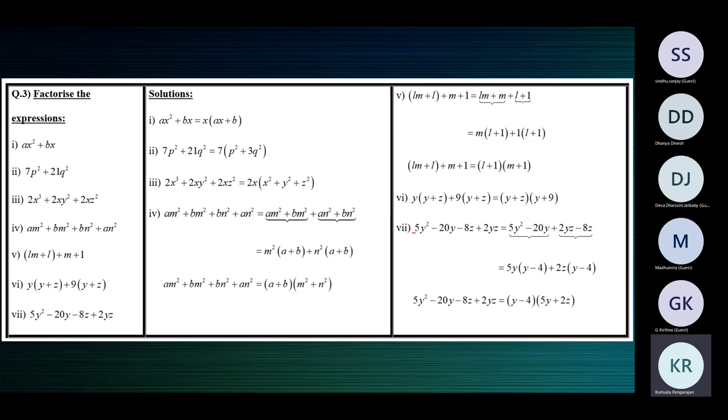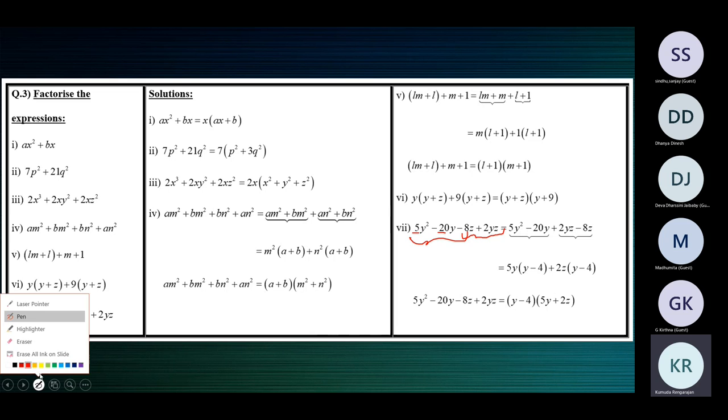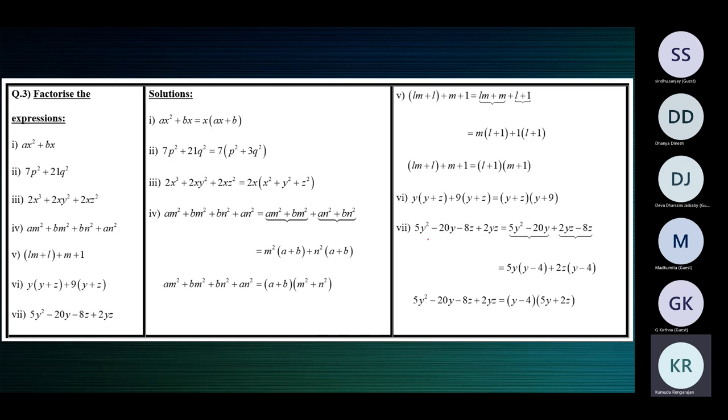Since I have 5 and 20 in the first two terms, 5y square and 20y, here also I rearrange. I write the smaller coefficient first, like we have 5 and then minus 20. So I have rearranged the terms, plus 2yz and minus 8z, the third and the fourth term. The first and second terms are 5 and minus 20.